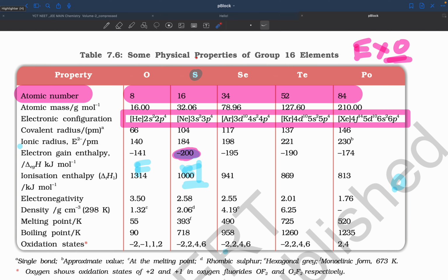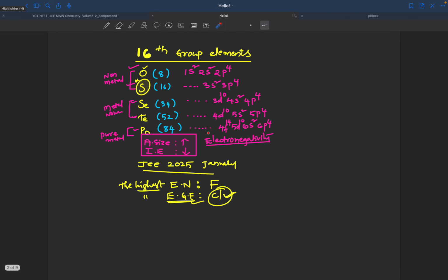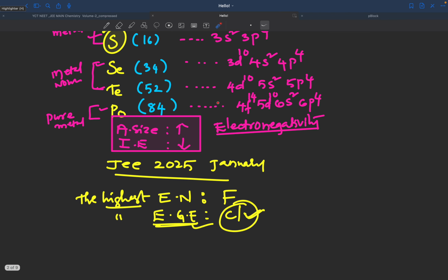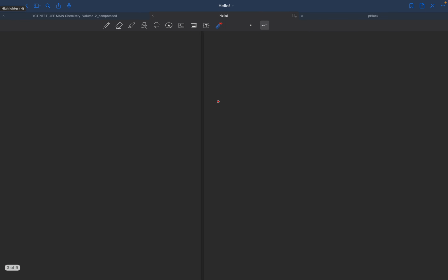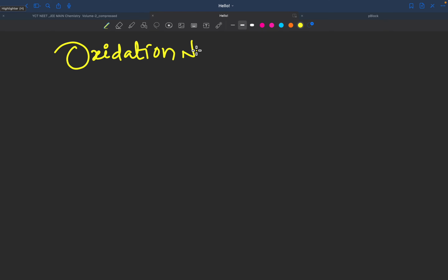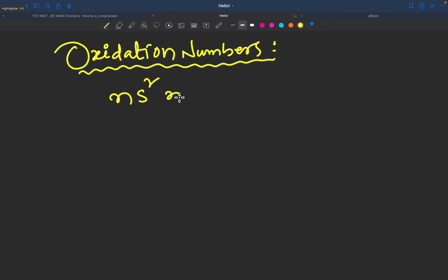Okay, right. So we'll go back to our blackboard. Now we'll talk about the oxidation numbers of these elements. This is another important topic which should be studied from the physical properties only. Since they have ns2 np4 configuration, they can use all these electrons. When they use different electrons, they will exhibit different oxidation numbers.